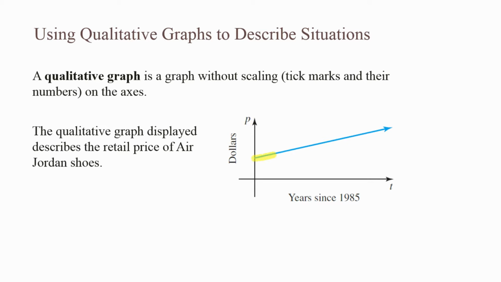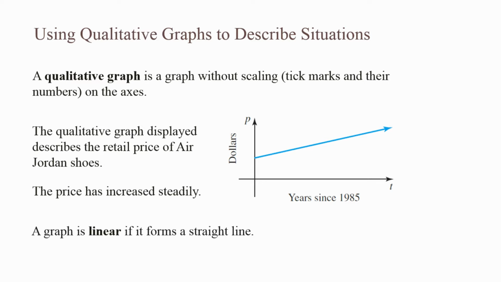Our line moves up from left to right. So that tells us the prices increase steadily over time. Our graph forms a straight line, so we can say that the graph is linear.